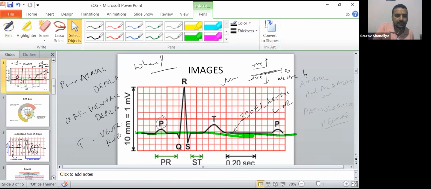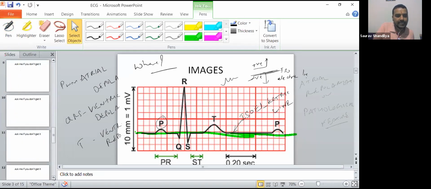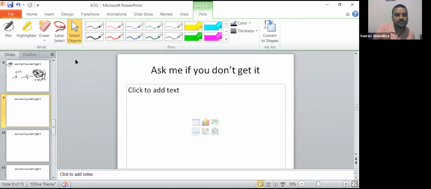I have brought some revision pages for you too. I have written them very clearly, so ask me if you don't get it. Of course, you can ask through the chat box, but I may not see your chat most of the time, so keep the question with you. I will be able to take your question probably at the end, or in between I'll give you some time. So till here we have come. If you have any question about the overview of ECG, please ask me.